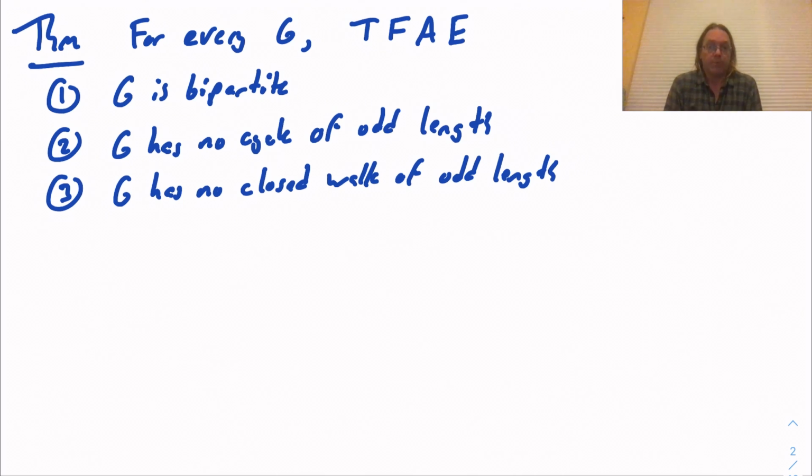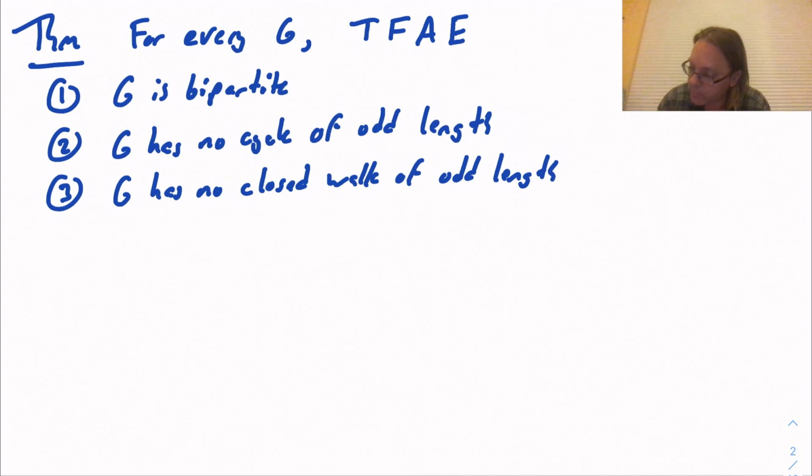So again, a graph is bipartite by definition if there's this bipartition, this split into a left and right, so that all edges go from left to right. We're going to prove that that's equivalent to the statement that the graph has no odd cycle. And that's equivalent to the statement that it has no closed walk of odd length. So we just have three different equivalent ways of saying the same thing here.